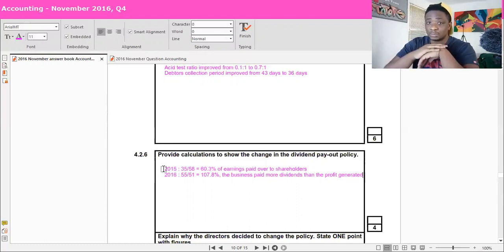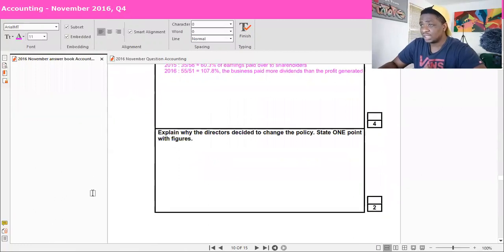In other words, they dipped into their retained earnings. And you can see from the calculation that we did on retained earnings that the retained earnings between 2015 and 16 have actually decreased in 2016. So they dipped into the retained earnings that they had to pay more dividends. And then they say, explain why the directors decided to change the policy. So why they decided to change the policy, state one point with the figures.